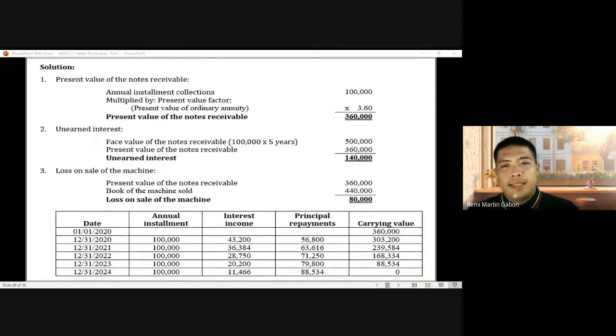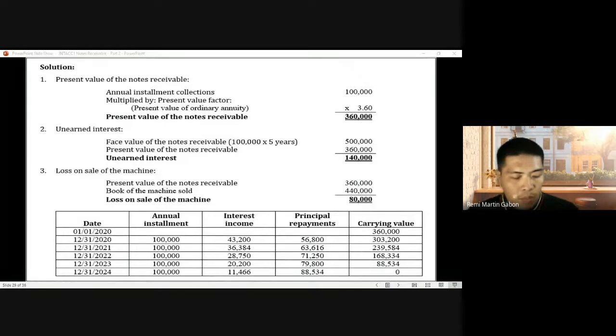Ayan. 10,624.08. But since we are to zero out the carrying value column, magkano yung supposed principal repayment natin? E di carry forward lang, 88,534. Since present na si principal repayment, magkano ngayon si interest income?